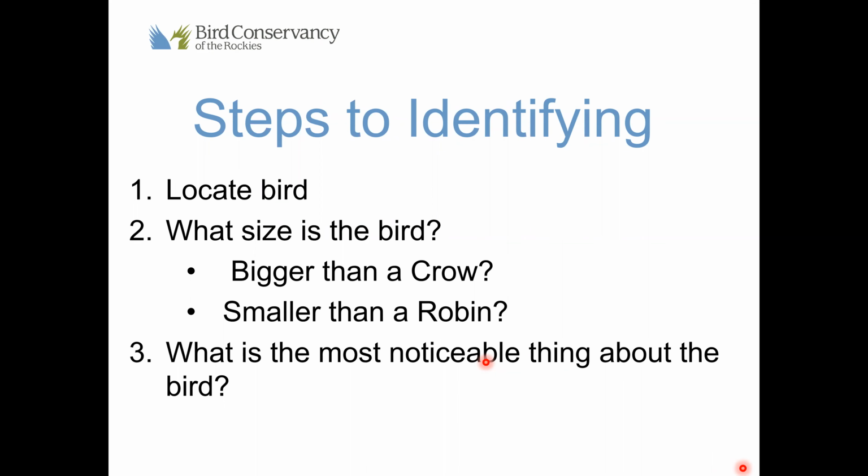And then you want to try to figure out what size that bird is. I find it helpful to compare to a bird that you already know the size of. Maybe you know how big crows are, or you know the size of a robin. So when you locate that bird, figure out the size of the bird. Is it bigger than a crow, smaller than a robin? And then when you're looking at the bird, what's the first thing that you notice about it? Maybe it's a bright yellow bird, and right when you see it, you see that bright yellow. Or maybe you see that it's soaring in the sky, and that's very noticeable to you.